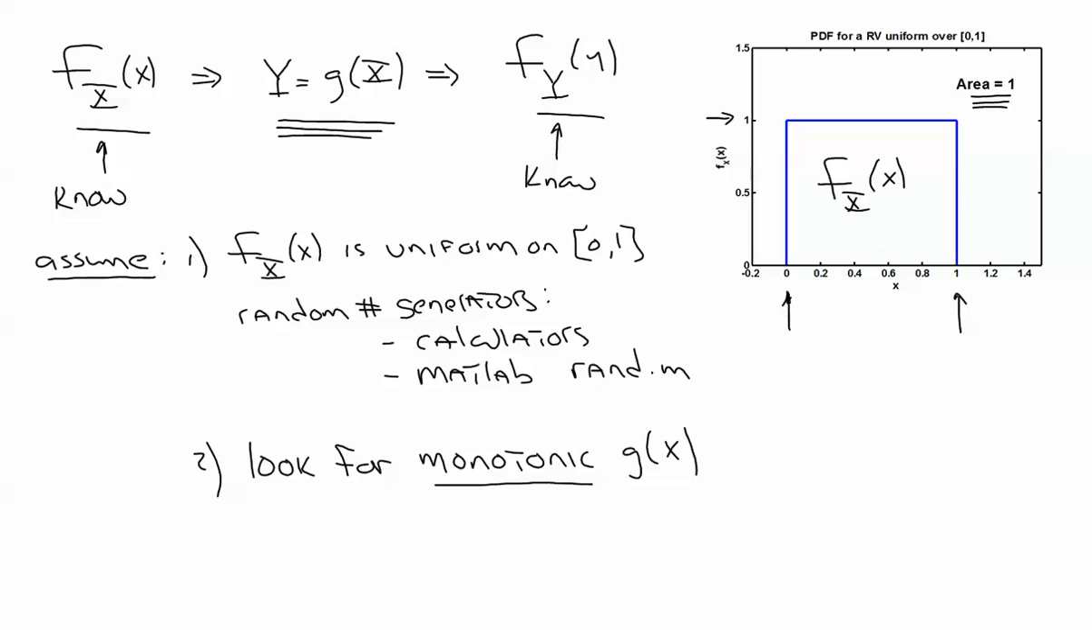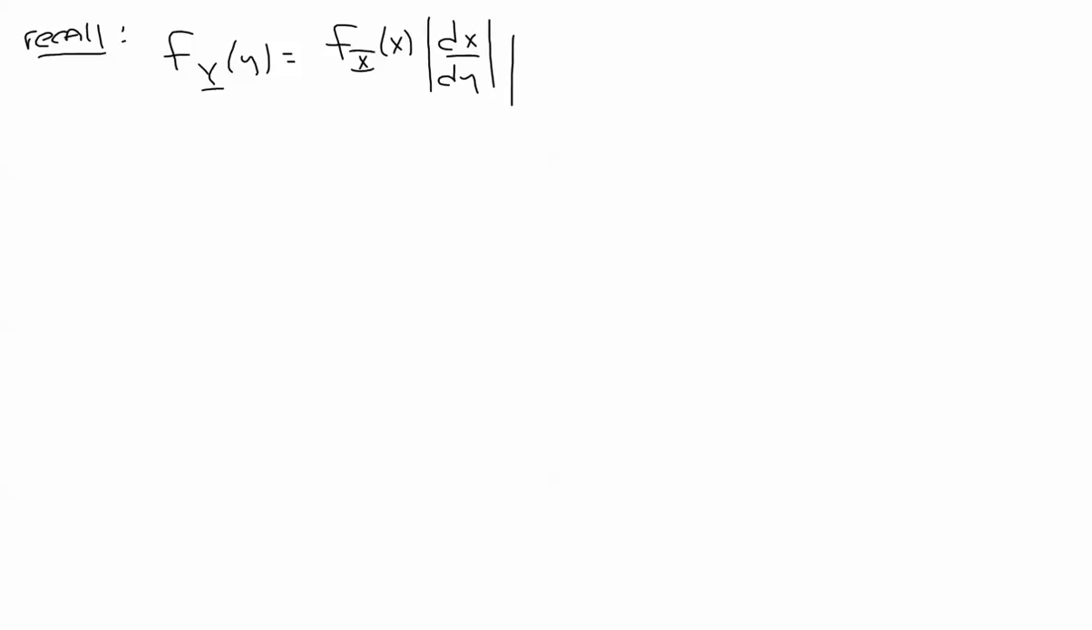All right, let's do the math. First of all, remember from the last video that my transformed probability density function equals f of x times the absolute value of derivative of x with respect to y, where we always substitute x equals g inverse of y. Written perhaps in a more compact form, we would say it this way.